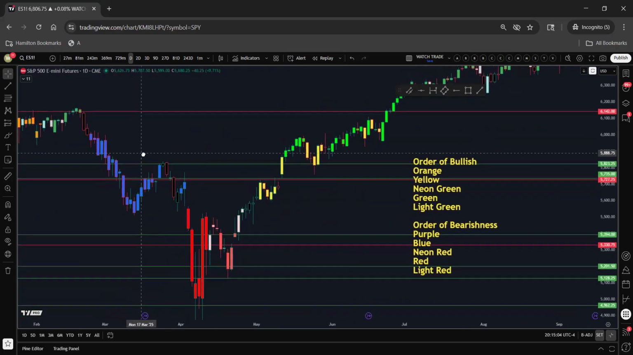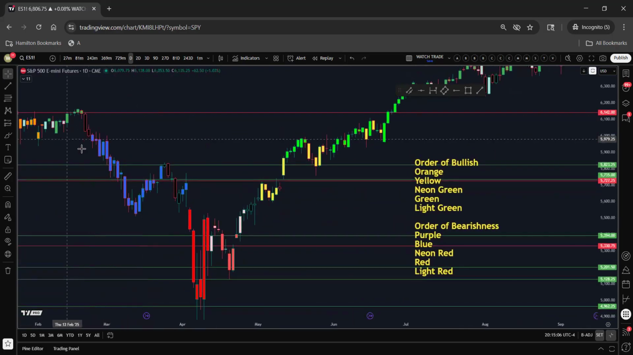So let's look at it from a bearish perspective. We didn't get a purple turning point, but we got black manipulation candles from the algorithm. Then we have blue candles. This was the earliest entry into bearishness based on the color.